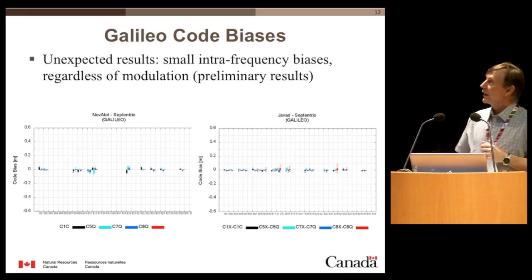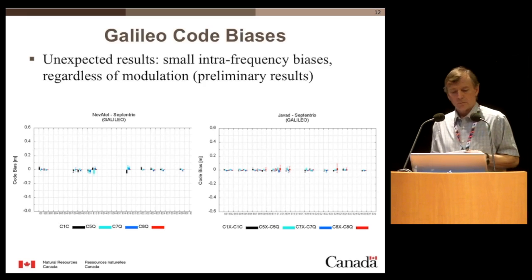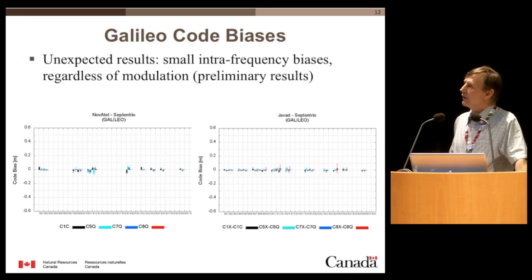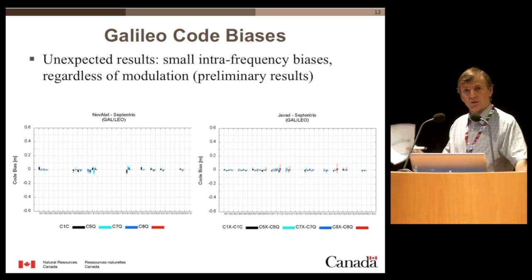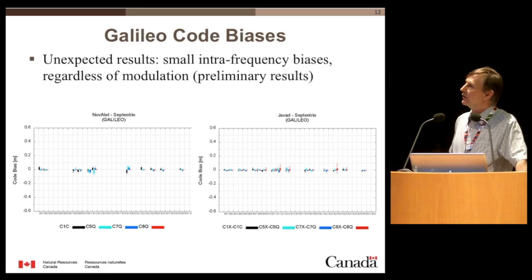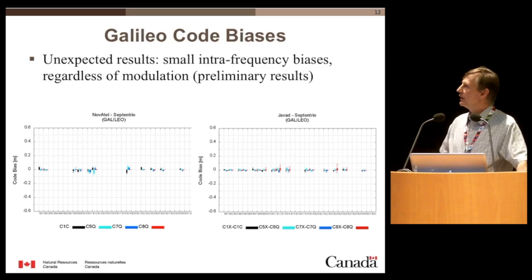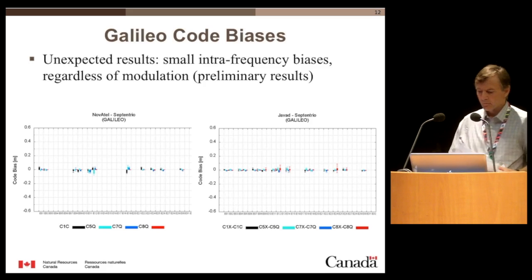Okay. So Galileo code phase biases, I think the story is a little better here. You can see that the fit between the Novatel and the Septentrio, which track the same signals, is very, very good. And then the Javad and the Septentrio, which don't track the same signals, so you have a Q and an X comparison, also has a nice fit. So I think that's very encouraging.